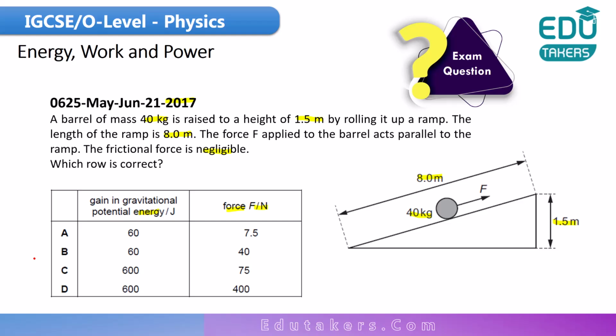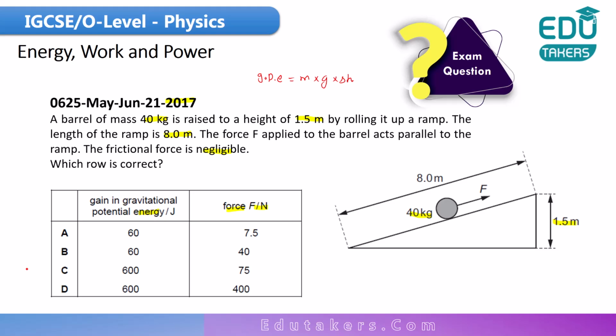So how you can calculate the gravitational potential energy? You have to use the same formula, that gravitational potential energy is equals to product of mass, gravitational field strength and the change in height. Use this formula when you have to calculate the change in height. It is basically the final height minus initial height.